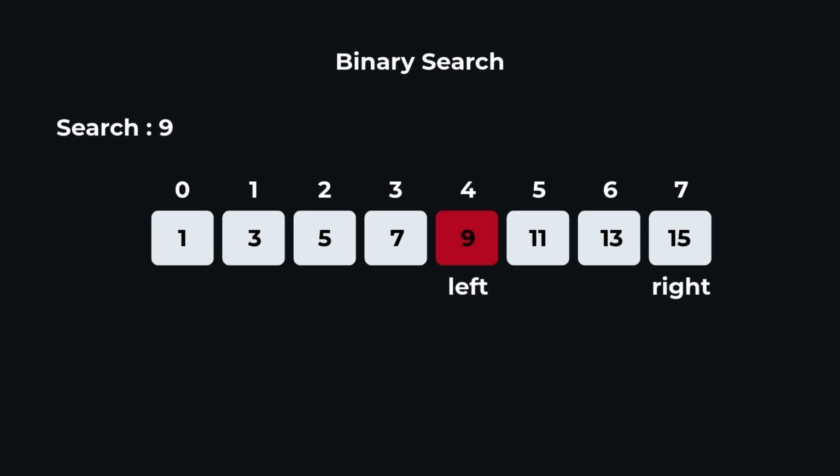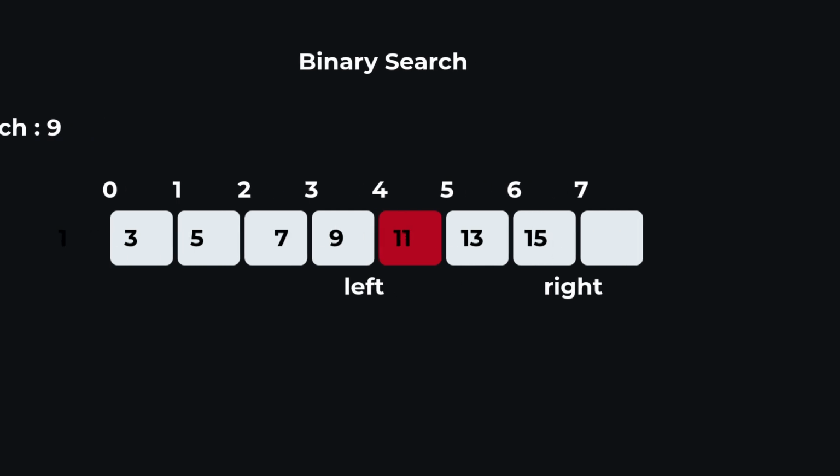That's how binary search works. Divide the array, compare the middle value, remove the unnecessary half, and repeat until you find what you're looking for. Fast, simple, and incredibly efficient.